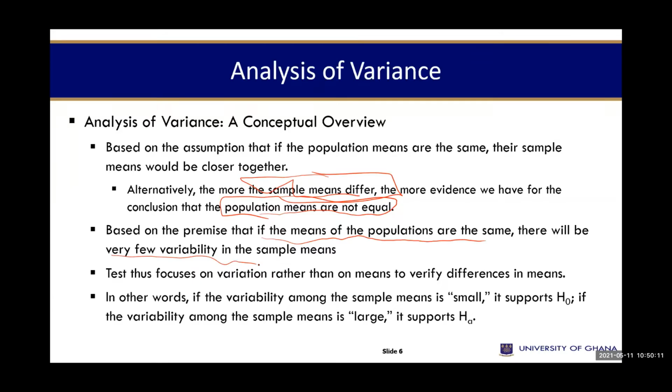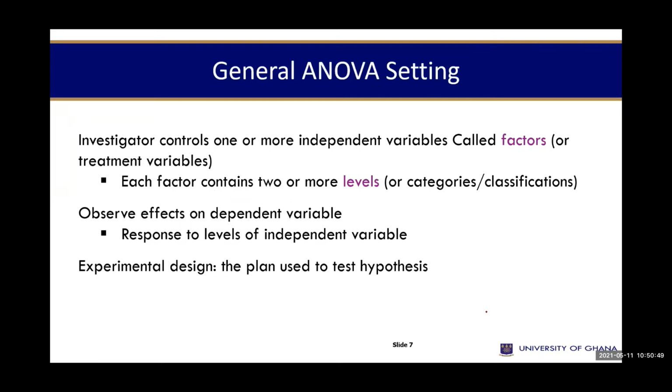Then the test focuses on variation. That's why we say the mean square between groups. We are looking for variation rather than using just the means to verify the differences. If the variability among the sample means is small, it supports the null hypothesis. Otherwise, if it is large, it supports the alternative hypothesis.